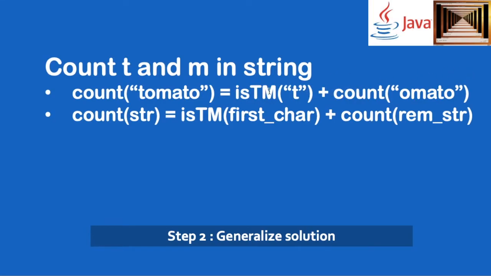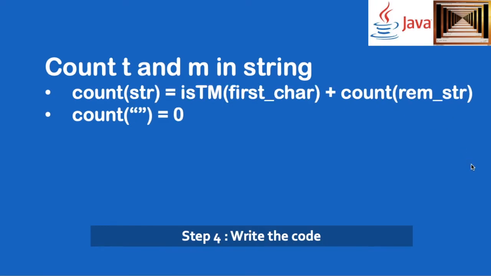So now is tm will return 1 if the character is t or it is m, otherwise it will return 0, and we can count the number of t and m in the remaining string. So we get count str is equal to is tm first character plus count remaining string. And the base condition is again the same. So we can just go ahead and write the code.